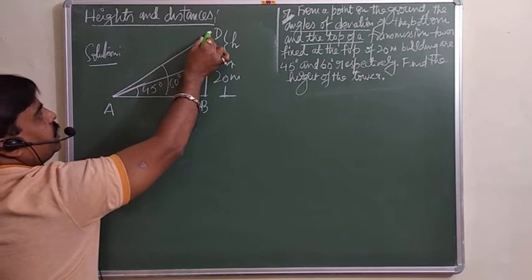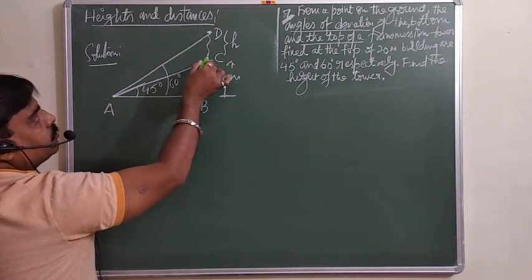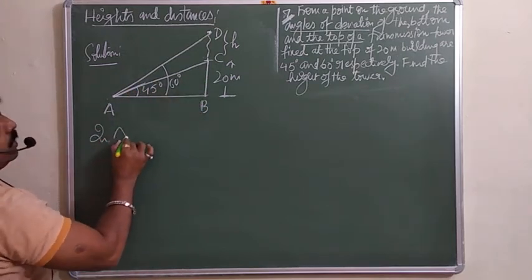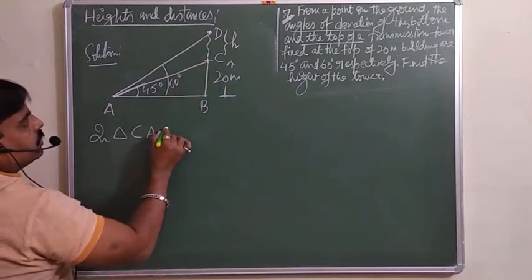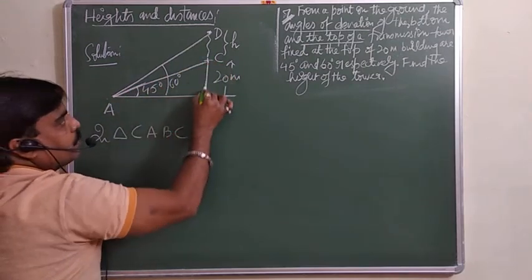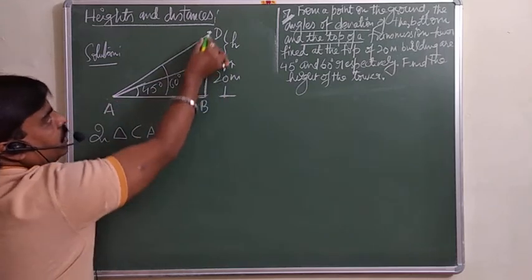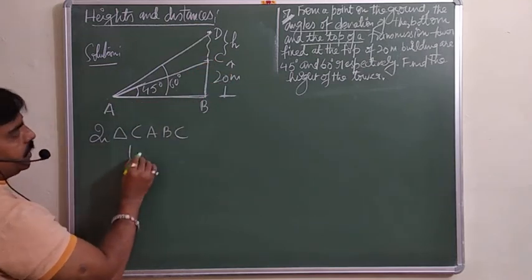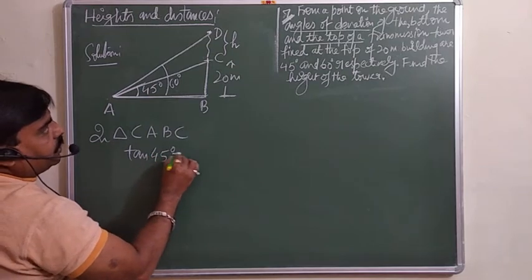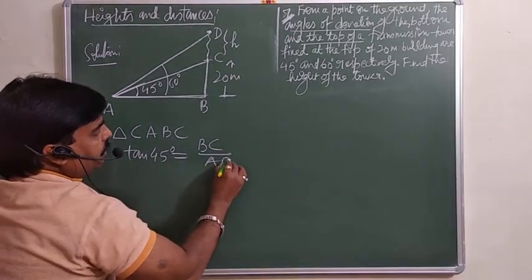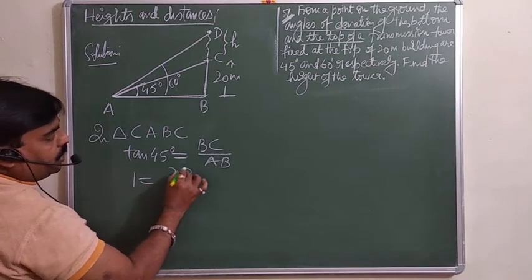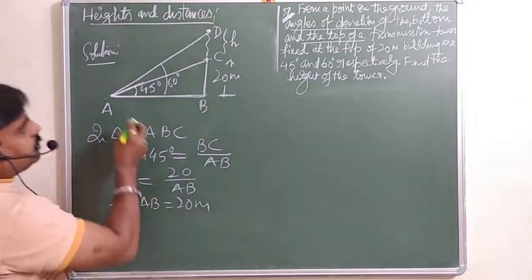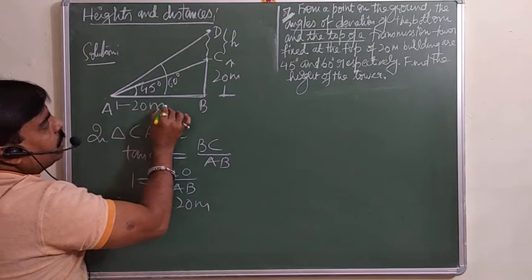Now you can take triangle DAB as well as triangle CAB. In both the triangles you are bound to take. So now just take triangle ABC. For this angle, this is your perpendicular, which you already know, and AB is common in both the triangles. It means this perpendicular you know, and we are interested in the base only. So you must take tan 45, that is equal to what? BC over AB. And tan 45 means 1. BC is given, 20 over AB. So therefore AB is equal to 20 meters. So this distance is also 20 meters here.